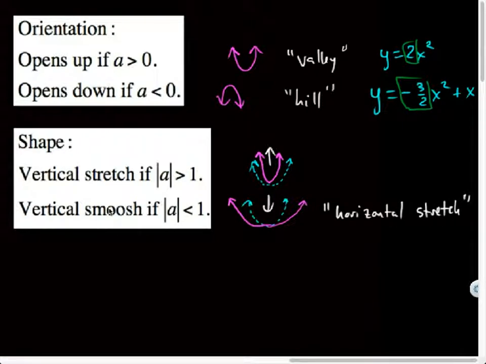I just like using the word smoosh because I kind of like that word. Who would ever use that ever? But yeah, that's how I like to think about that.